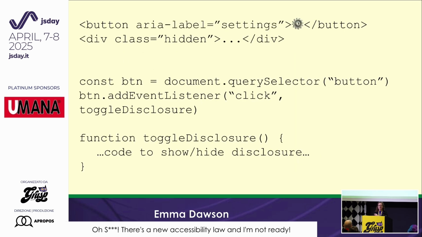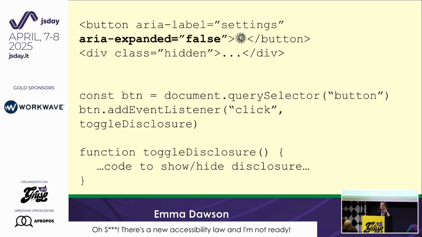So here we have on the screen just some simple code. We have the button, we give it an accessible name with aria-label equals settings, and we have a div, and this is fine to be a div, it doesn't need to be anything more semantic. We add a class called hidden on this, so we're going to toggle our hidden class here to make it visible or not visible. And we query the button, and because it is an actual button, when we add our click event, we are going to get the keyboard event as well, just for free.